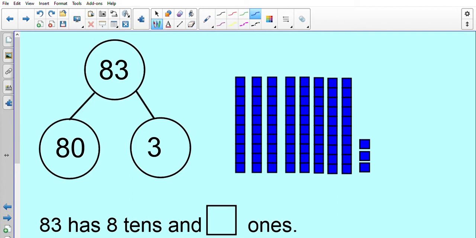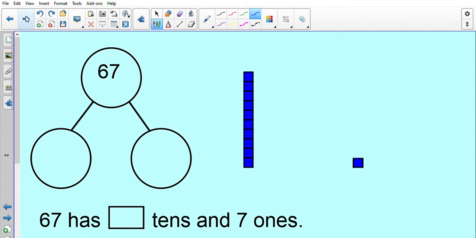So 83 has 8 tens. Let's check that to see if 83 does have 8 tens. 1 ten, 2 tens, 3 tens, 4 tens, 5 tens, 6 tens, 7 tens, 8 tens. 83 has 8 tens. And how many ones does it have? Let's count them together. Count with me. 1, 2, 3 ones. So 83 has 8 tens and 3 ones. Brilliant.